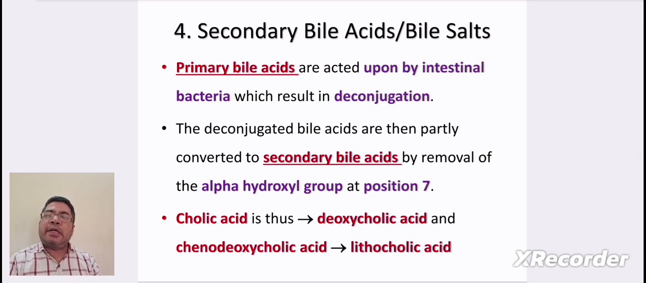Next part is secondary bile acids or bile salts. Primary bile acids are acted upon by intestinal bacteria, which results in deconjugation. The deconjugated bile acids are then partly converted into secondary bile acids by removal of the alpha hydroxyl group at position 7. Cholic acid is thus converted to deoxycholic acid and chenodeoxycholic acid is converted to lithocholic acid.